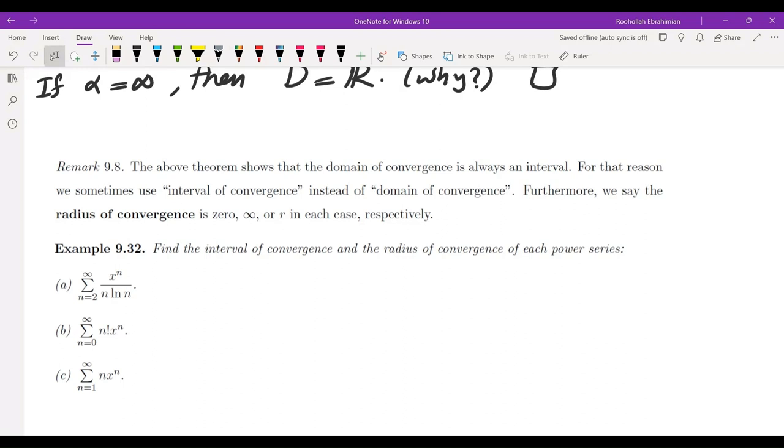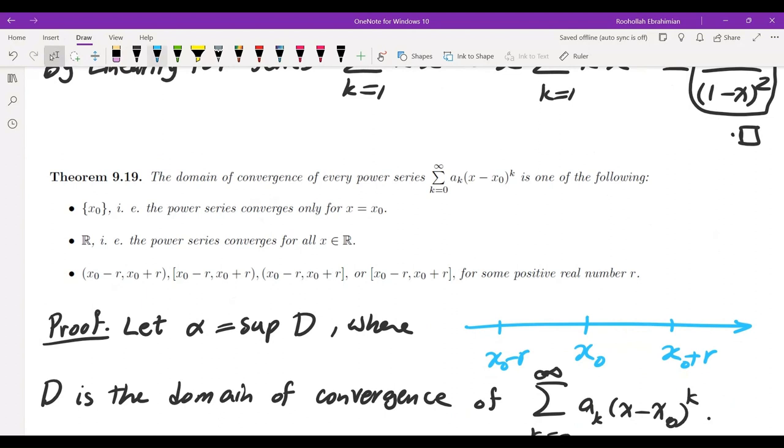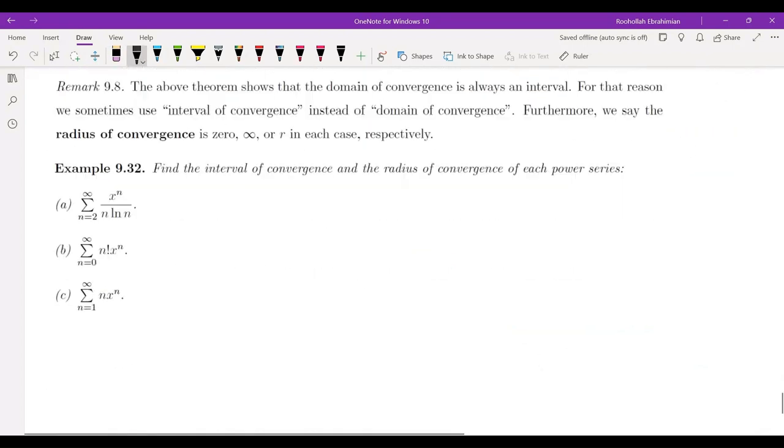Furthermore, we say the radius of convergence is 0, infinity, or R in each case respectively. So in the first case, when the domain is just one point, we say the radius of convergence is 0. In the second case, when the domain is the entire real line, we say the radius of convergence is infinity. And in the third case, we say the radius of convergence is R. Okay.